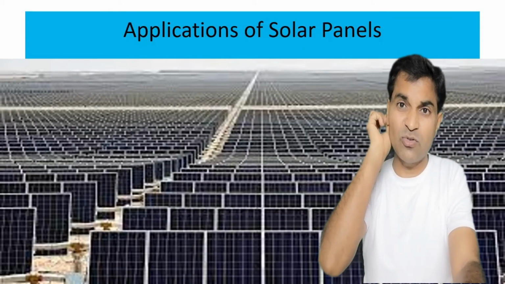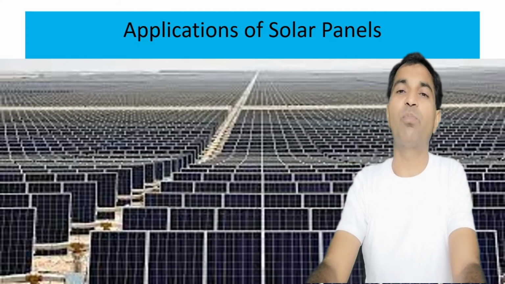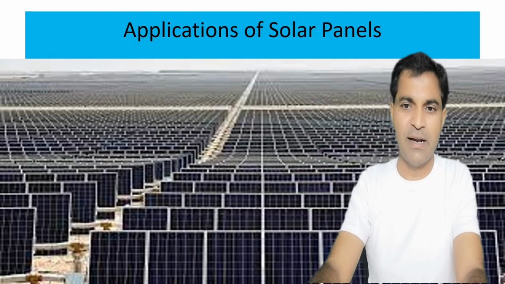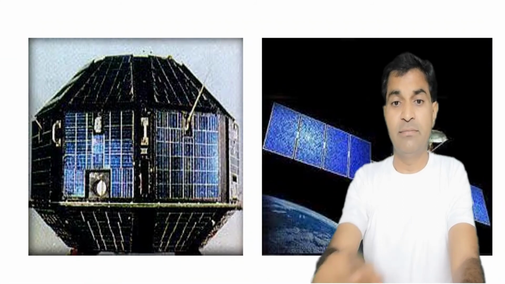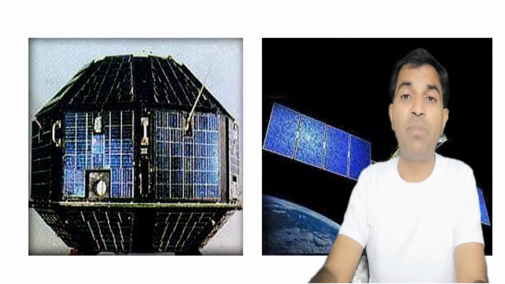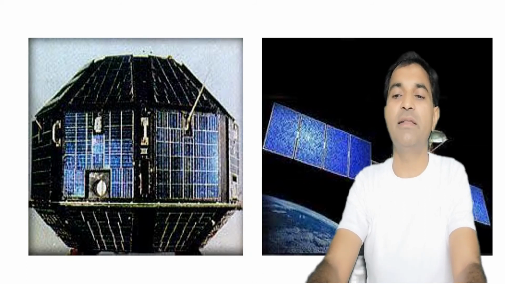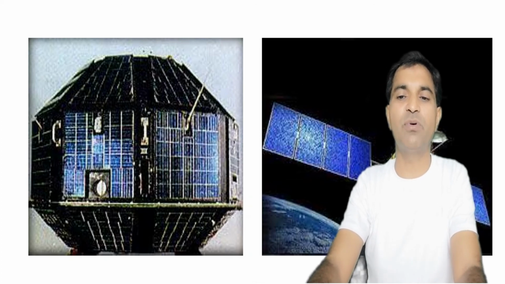Now, what are the applications of solar panels? The very first and very last is that of the production of electricity, right? And these panels are used even in Aryabhata. The very first picture is of Aryabhata, and the second picture is of another satellite. Solar panels are used for the production of electricity for these satellites. Even for the ISS, International Space Station, you can easily find the Earth beneath it.